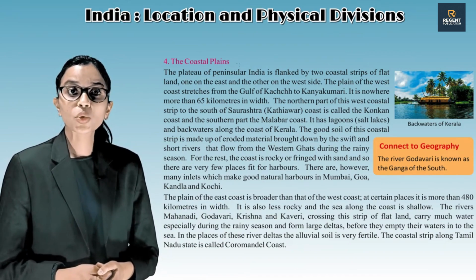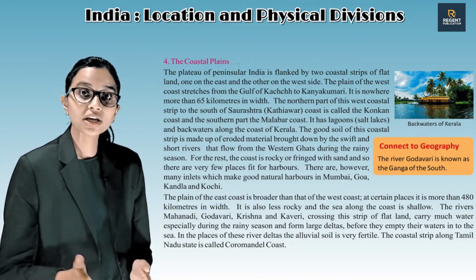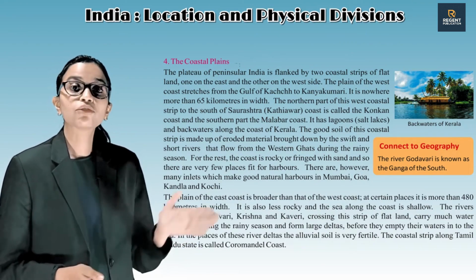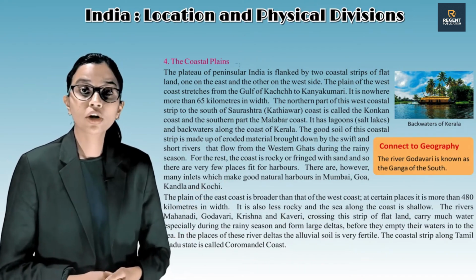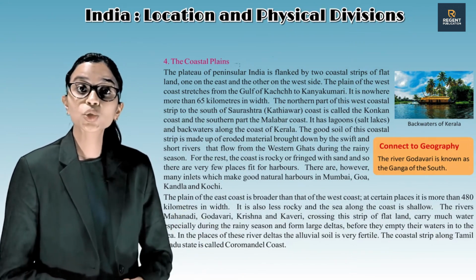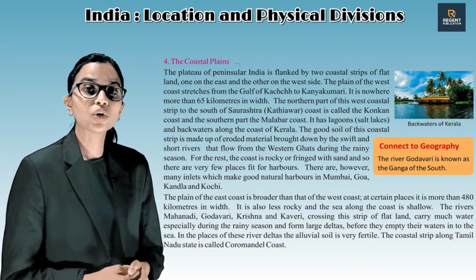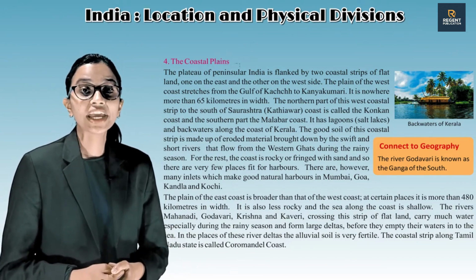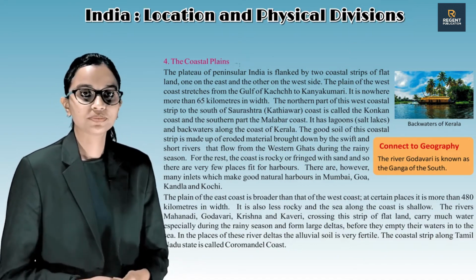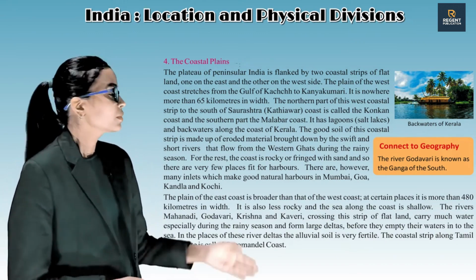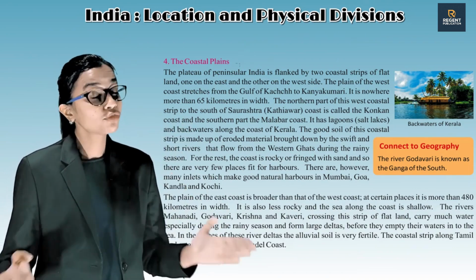The good soil of this coastal strip is made up of eroded material brought down by the swift and short rivers that flow from the Western Ghats during the rainy season. For the rest, the coast is rocky or fringed with salt, and so there are very few places fit for harbors. There are, however, inlets which make good natural harbors in Mumbai, Goa, Kandla and Kochi. Connect to geography. The river Godavari is known as the Ganga of the south.